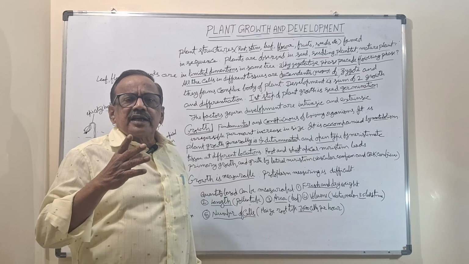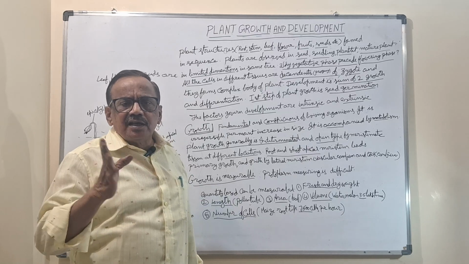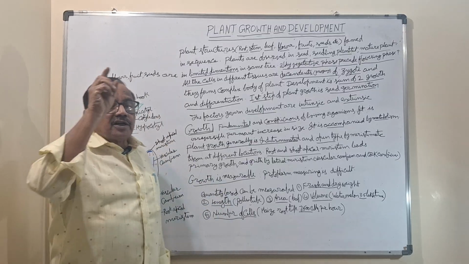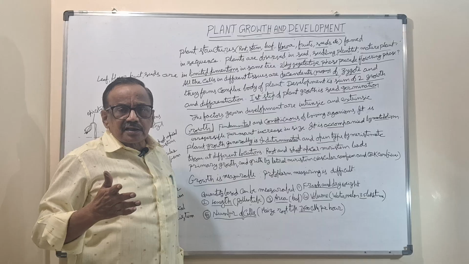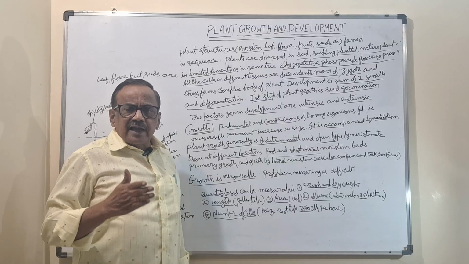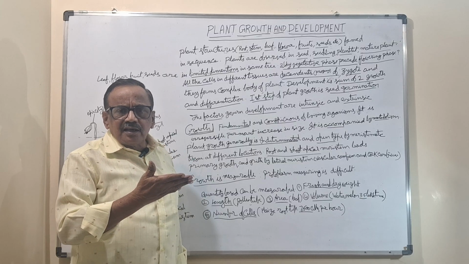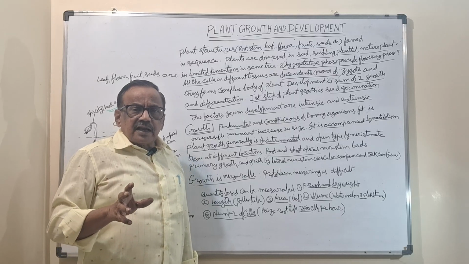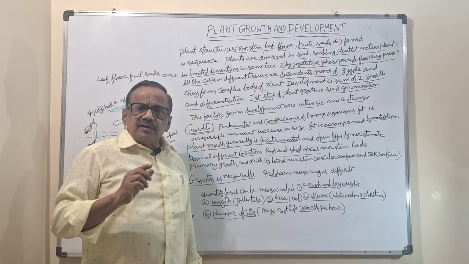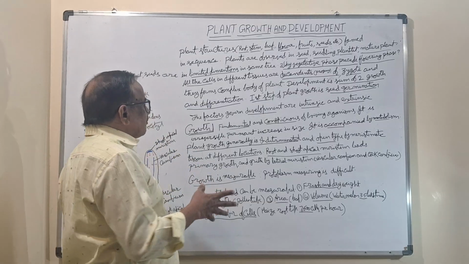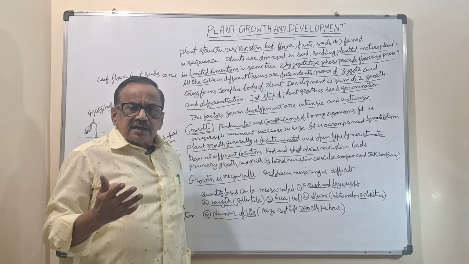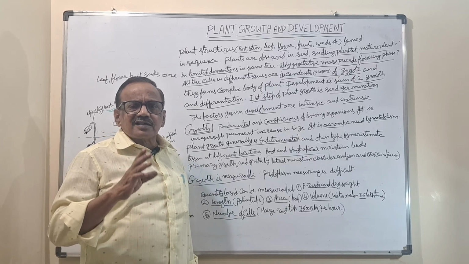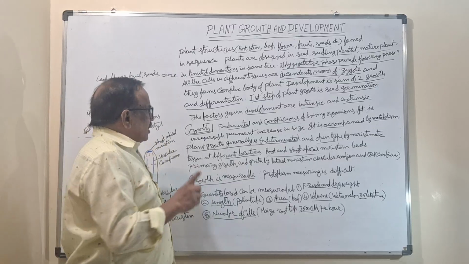A seed germinates and forms a seedling in favorable conditions. What are the favorable conditions? Enough temperature, water, air, all those things you learned already in earlier classes. When all the conditions are favorable, then only the seed will germinate and form the seedling. That is the first step. If the favorable conditions are not there, the seed won't germinate and it will be in a sleeping period, which is called dormancy. Remember it.